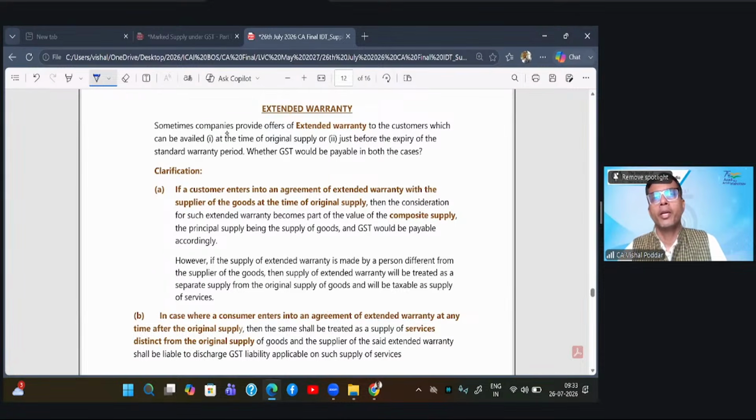Then comes extended warranty. Sometimes company provides offer of extended warranty to the customers, which can be availed either at the time of original supply or just before expiry of the standard warranty. Now, what is the GST implication? So let us say you come to buy a car. The car is having 2 years warranty included, but the dealer says, "Boss, if you pay extra 15,000, I will make the 2 year warranty 5 year warranty." So this extra 3 years warranty is the extended warranty, and there is a charge for it.